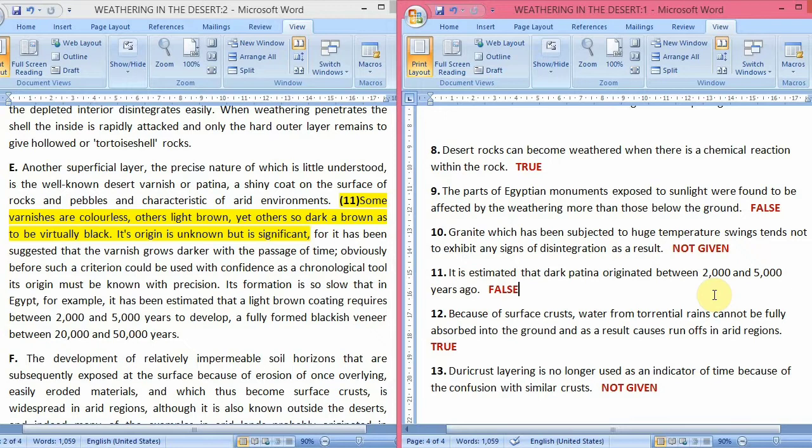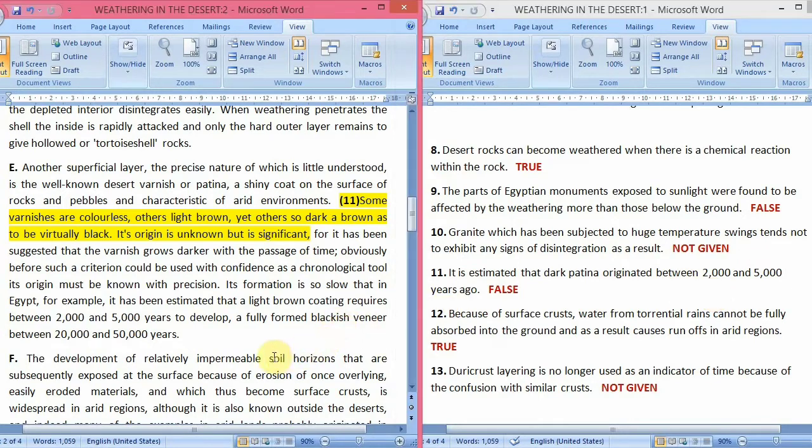Now some of you might get confused, because in the last lines of the E paragraph, it is written that its formation is so slow that in Egypt, for example, it has been estimated that a light brown coating requires between 2000 and 5000 years to develop. So now they are saying that a light brown coating requires between 2000 and 5000 years to develop.